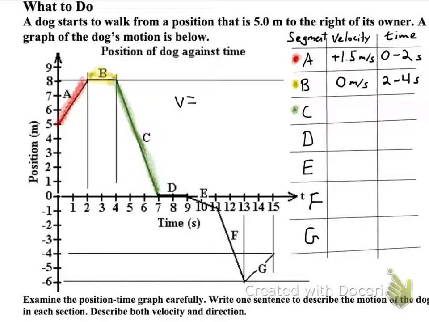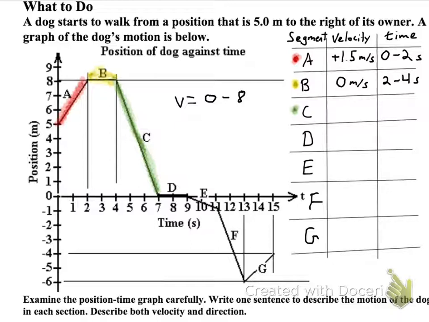Let's look at C now. If you want to find the velocity of C, we're going to do the same approach we did to A. We just got to be careful when we're ordering for the top of our velocity equation that we make sure we have the order correctly, right? So we want to have our final position minus our initial position. Our final position here at 7 seconds, you can see is right back at the origin at 0. And then our initial position was 8. So it's 0 minus 8.